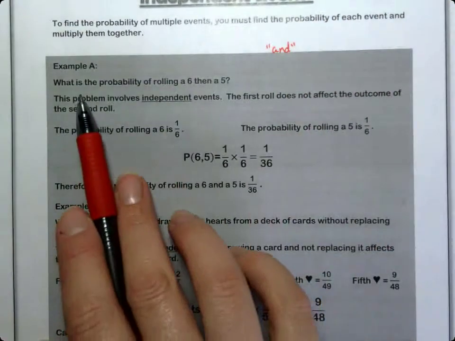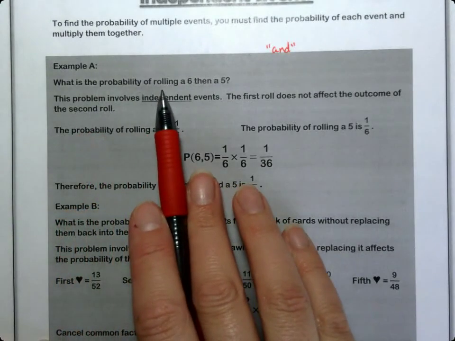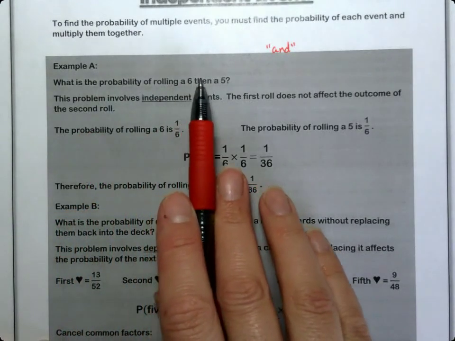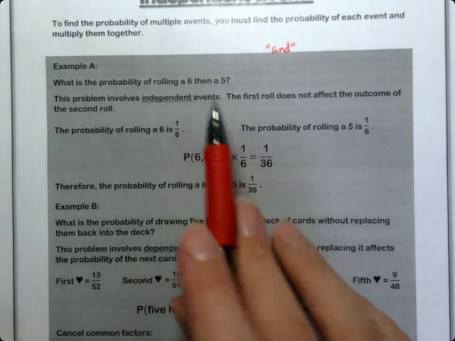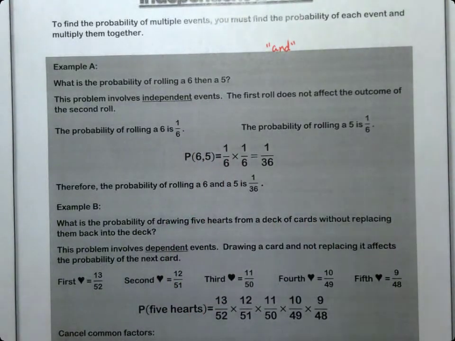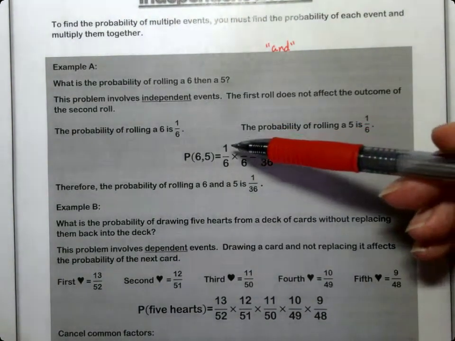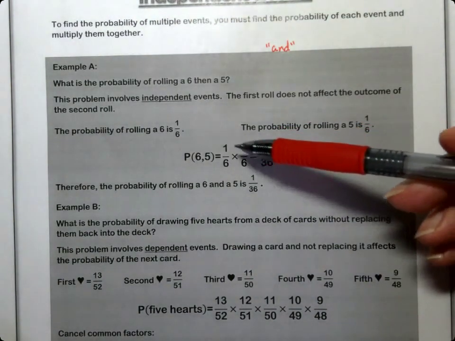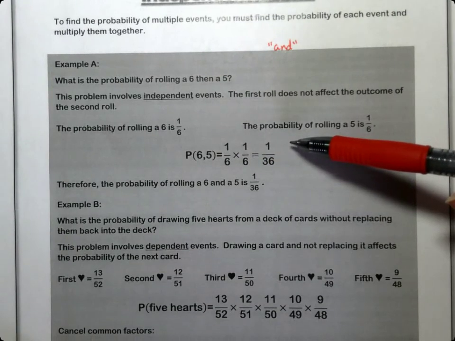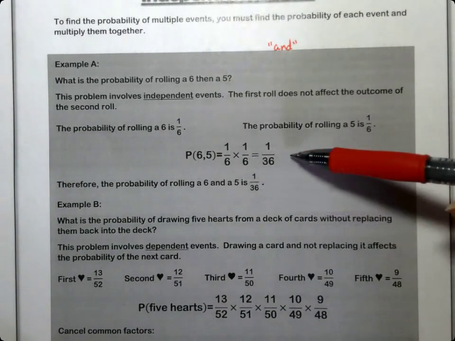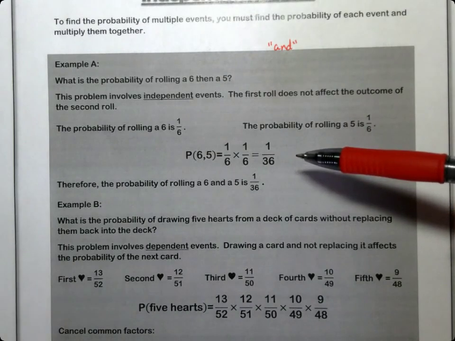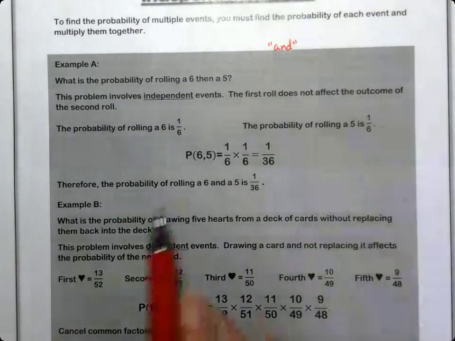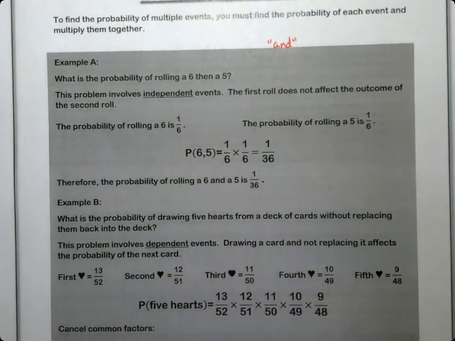Now, it doesn't say "and" in here, but think about this. What's the probability of rolling a 6 and then rolling a 5? So the idea is you want a 6 and you want a 5. So we take the probability of 1/6 times 1/6, 1 times 1. There's only one way to get a 6 and a 5 out of 36 total outcomes. All right, so 1/36 is the probability of it happening.